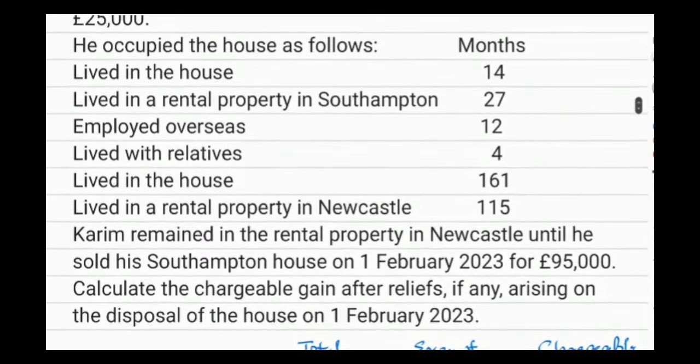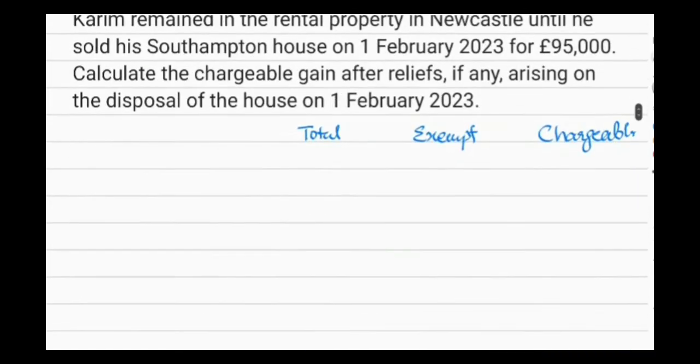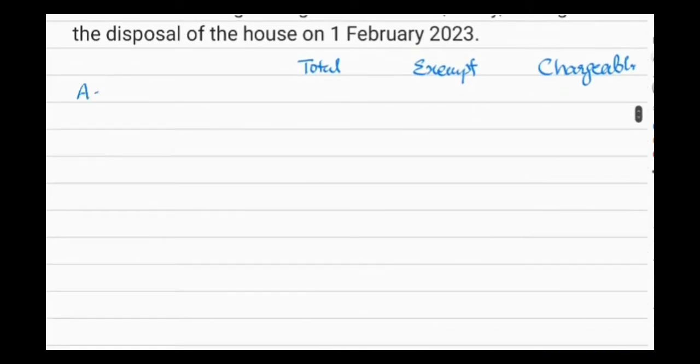To solve this question, first we consider the working: total, exempt and chargeable. First he lived in the house for 14 months. This is actual occupation (14 months), and this is exempt.